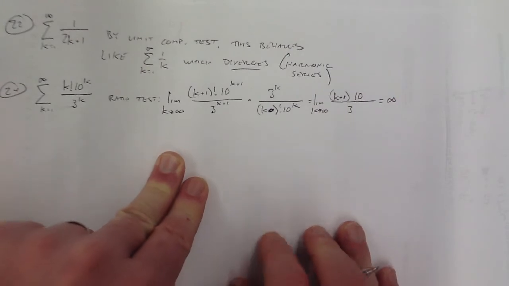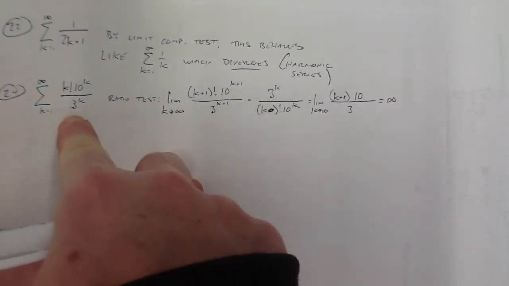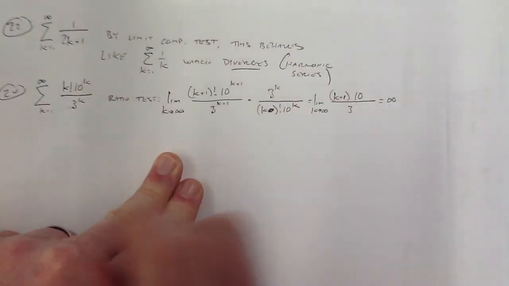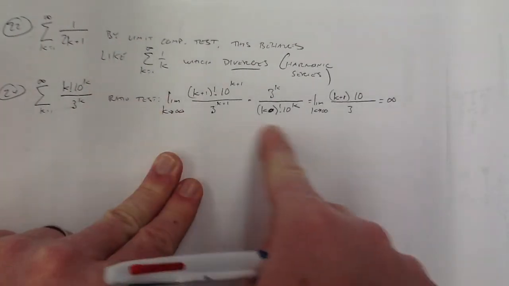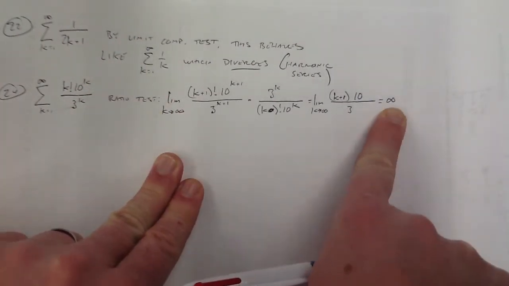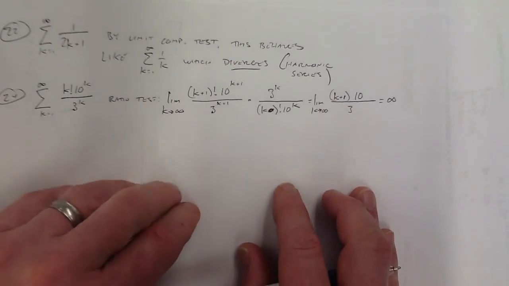Bye-bye. So if you look at this thing as being sort of like a geometric series, it's like a geometric series that has a multiplier of infinity. So that is not going to converge.